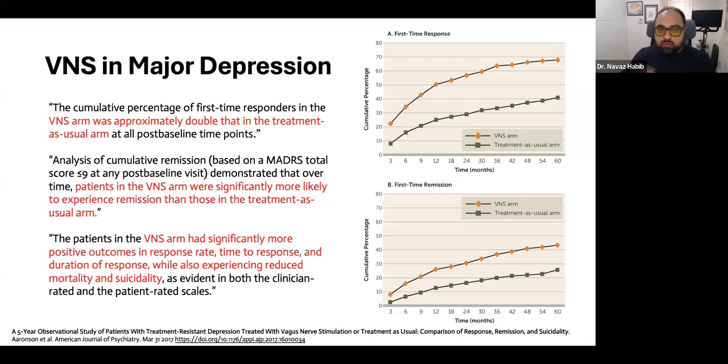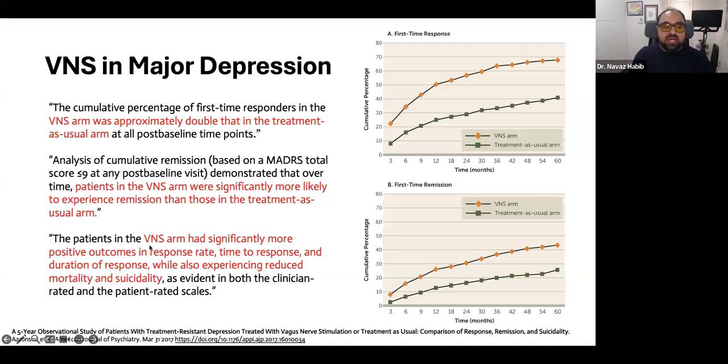A great prolonged study here showed that vagus nerve stimulation in major depression, the VNS arm was approximately double that in the treatment as usual arm. So double the number of first-time responders, and first-time remission doubled as well. Patients in the VNS arm were significantly more likely to experience remission than those in the treatment as usual arm. So they did treatment as usual, and then treatment as usual plus vagus nerve stimulation.